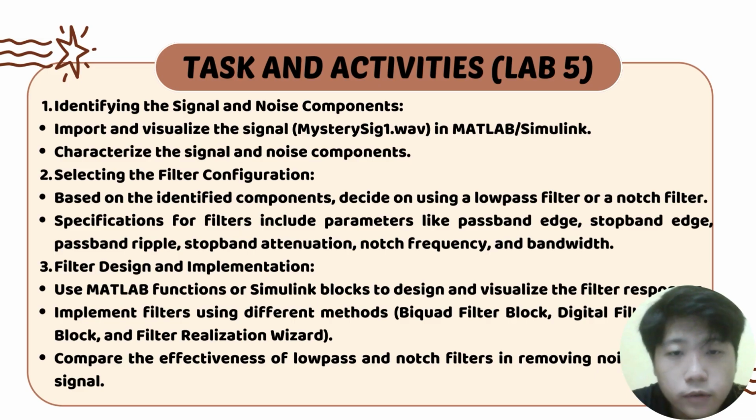So this is a summary of the tasks and activities we did in Lab 5: identifying the signal and noise components, importing and visualizing the signals, which are the mystery 61 wave files, in MATLAB and Simulink, and characterizing the signal and noise components. We select the filter configurations based on the identified components, deciding on using a low pass filter, a notch filter, or band reject or band stop filters.